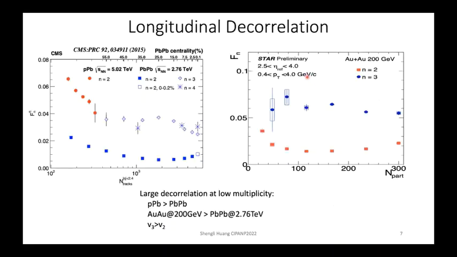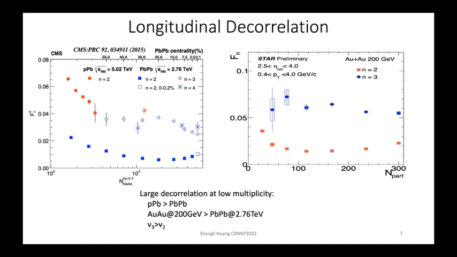Furthermore, we know there's a very large longitudinal decorrelation in the two-particle correlation measurement. This is the decorrelation measurement at the LHC and RHIC. You see there's a very large decorrelation at low multiplicity. For an asymmetric system like p-Pb, it is much larger than for the symmetric Pb-Pb system.